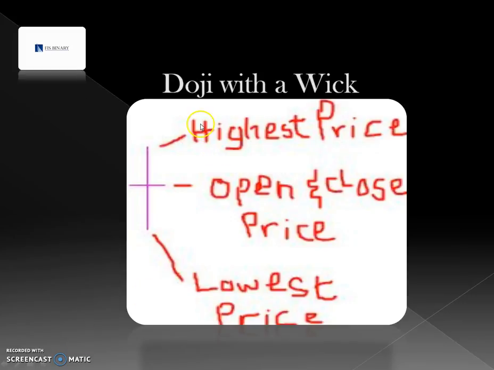So now we are going to be talking about the standard doji. The standard doji, which is a doji with a wick, looks like a plus. That's what it looks like, a plus. It has the opening and closing price being the same. As you can see, the opening and closing price are the same. And then it has an upper wick, which shows the highest price of the asset for that period, and a lower wick, which also shows the lowest price for the period. So this is how the standard doji looks like.